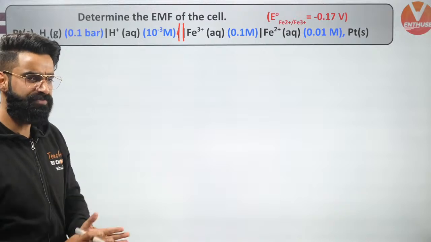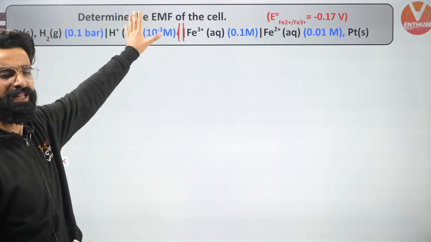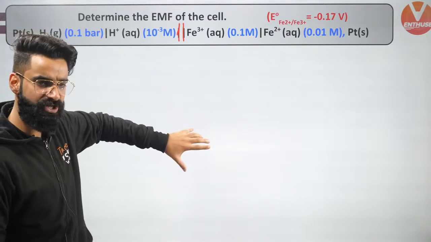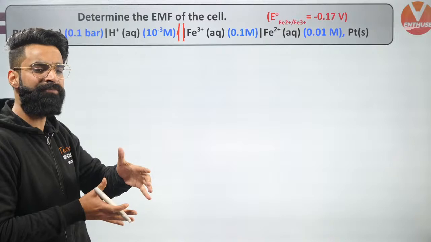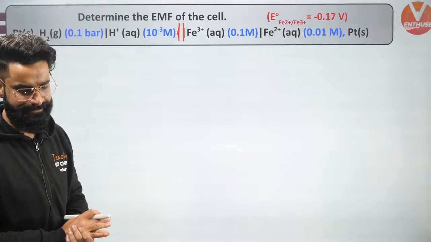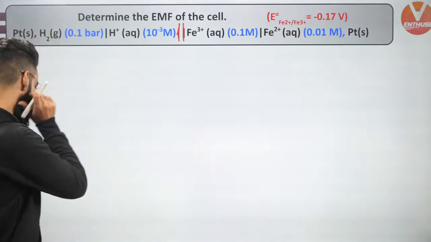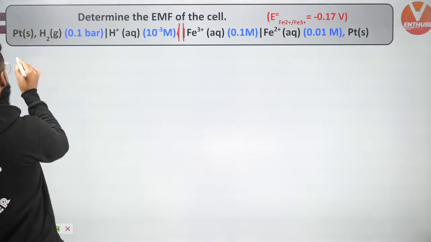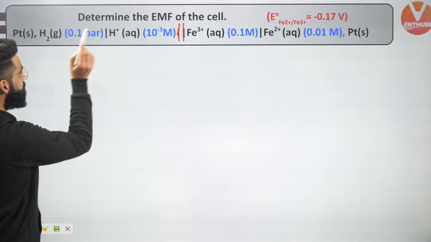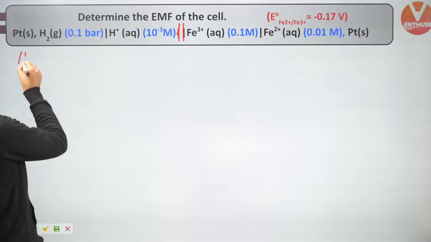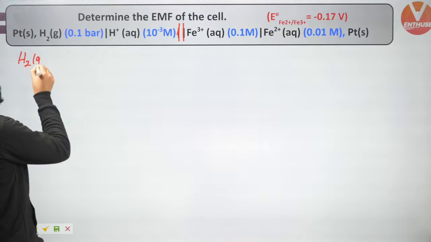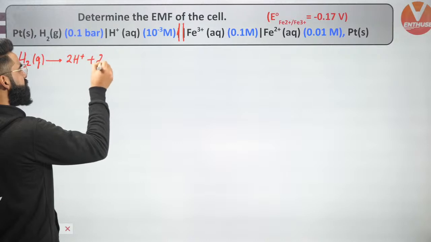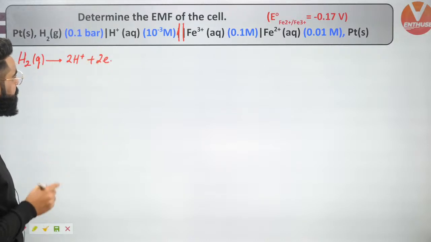So first of all, in order to calculate the EMF of the cell, I should write the reaction at the anode, then the reaction at the cathode, then add them up. I'll be getting the net cell reaction. Now, how to approach this sort of question? First, I'll write the reaction taking place at the anode. H2 is getting converted to H positive. So H2 gas gets converted to 2 H positive aqueous plus 2 electrons. This is the reaction which will be taking place at the anode.